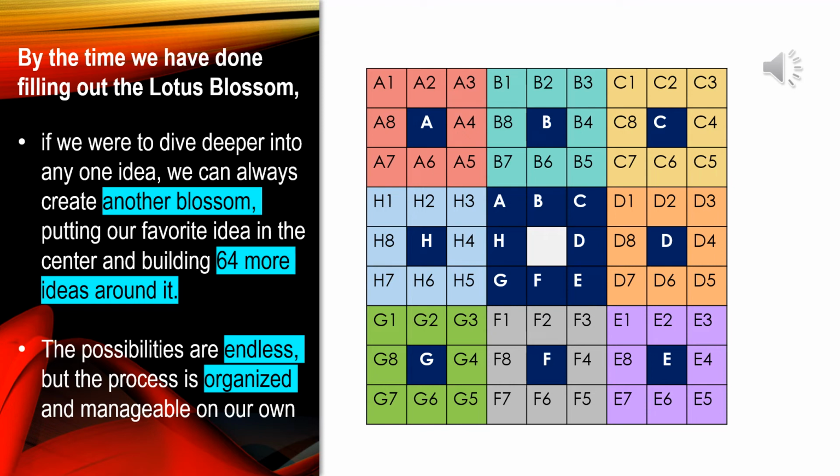By the time we have done filling out the lotus blossom diagram, we will have 64 different ideas for environmental issues in Malaysia. If we were to dive deeper into any of these ideas, we can always create another blossom diagram, and we can put our favorite idea in the center again and start building 64 more ideas around it.